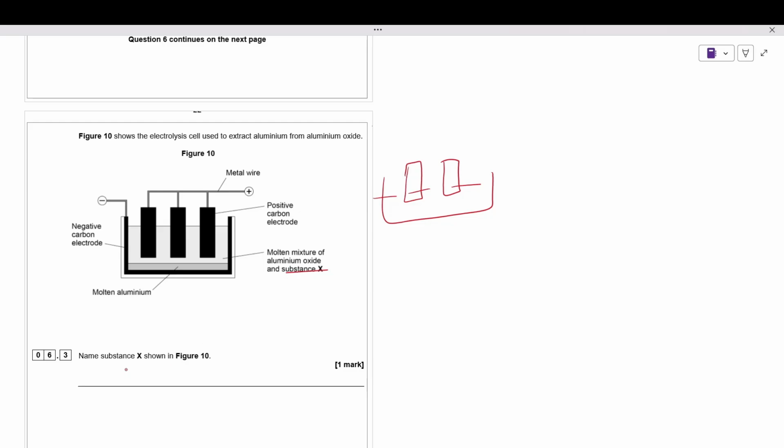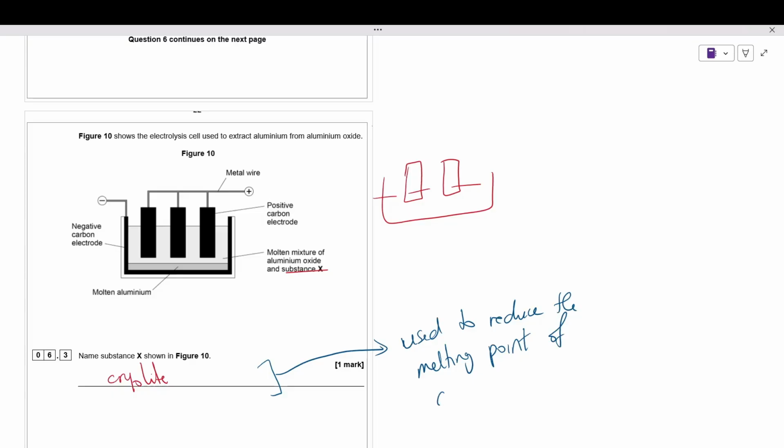So you should be thinking it's cryolite. And that cryolite is used to reduce the melting point of that aluminum oxide, so it takes less energy to melt it. So just note that down. Used to reduce the melting point of aluminum oxide. That's the purpose of our cryolite.